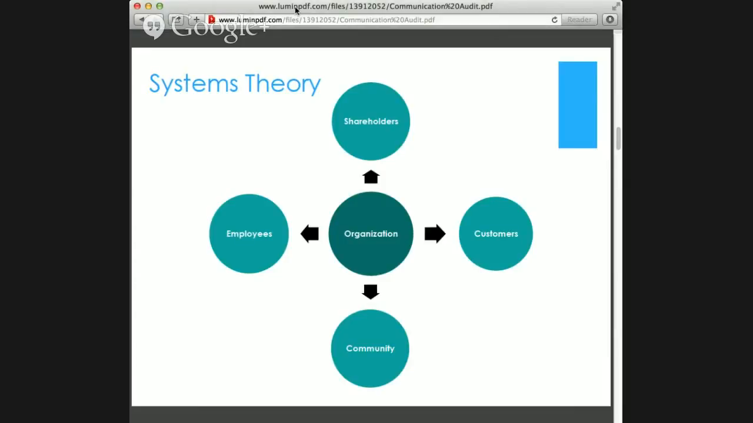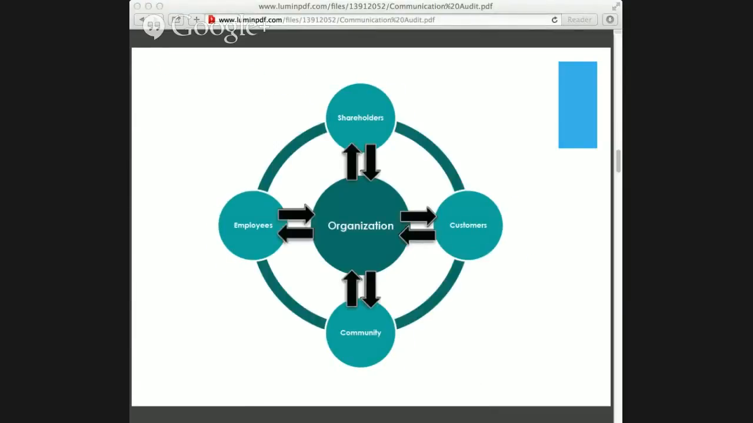In this graph, we see an organization participating in closed one-way communication. So here we have the organization in the middle with its publics of shareholders, customers, community, and employees. The black arrows are going to represent the flow of communication, which is only going from the organization to its publics. So as you can see, nothing is being received by the organization.